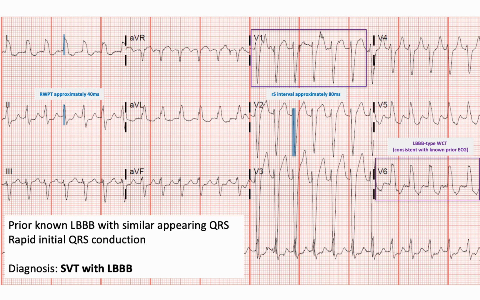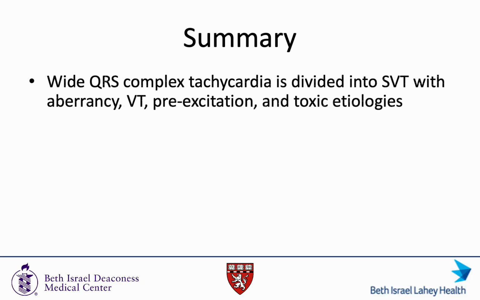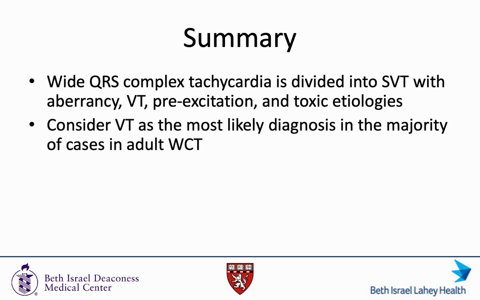We talked about a lot today, so let's summarize some of the big points. Regular wide complex tachycardia is divided into several categories. These include SVT with aberrancy, either with a pre-existing bundle branch block or a rate-dependent block that becomes apparent only at higher heart rates, as well as ventricular tachycardia, pre-excitation through an accessory pathway, or toxic ingestion. In the vast majority of cases, think VT until proven otherwise.